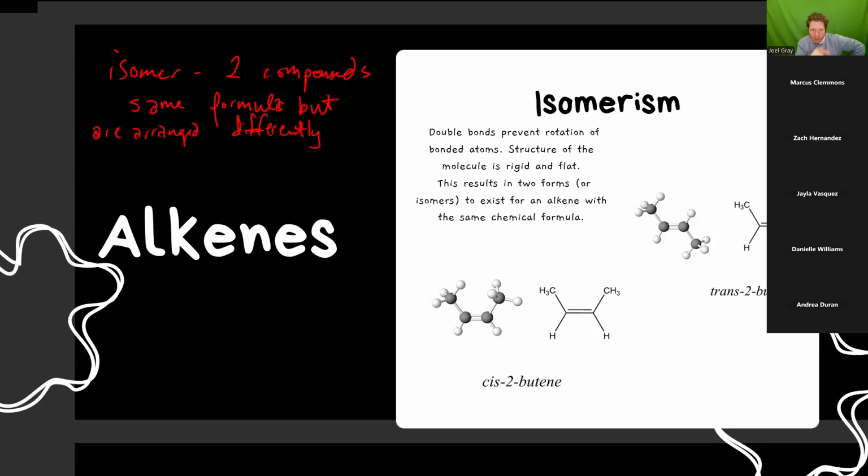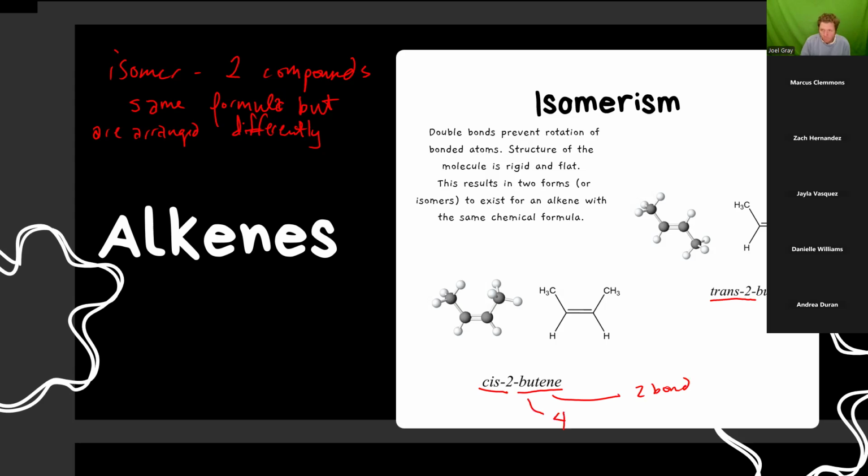So, Alex's question: could you explain why the slide said alkenes? Do only alkenes have isomers? That's a fantastic question, because in this particular type of isomerism, what is known as cis-trans isomerism, let's look at these two. Cis, this is cis-2-butene. And if we break this name down, ene, we've got a double bond.